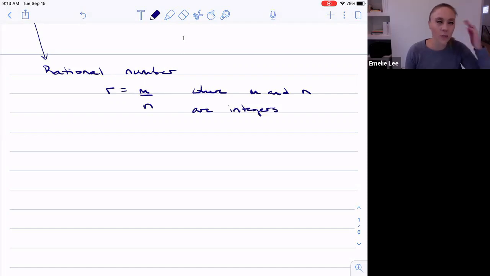So then we have to think back, okay, what's an integer? It can be any whole number from negative infinity to positive infinity, including 0. But we can't divide by 0, right? That's one thing you need to keep in mind always: whatever I do, I cannot divide by 0. And so, where m and n are integers and n does not equal 0.